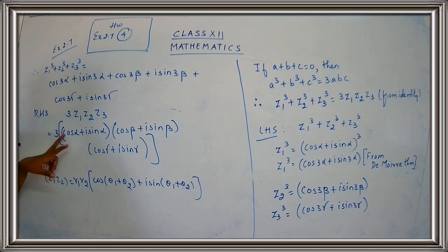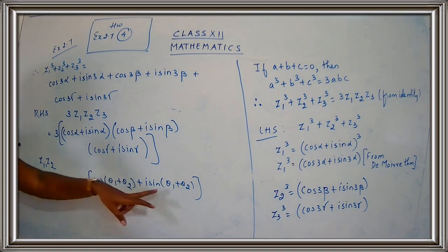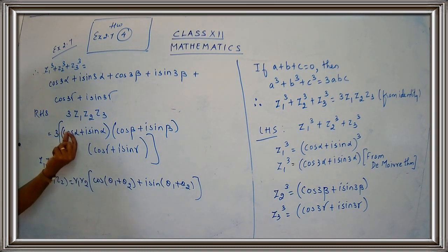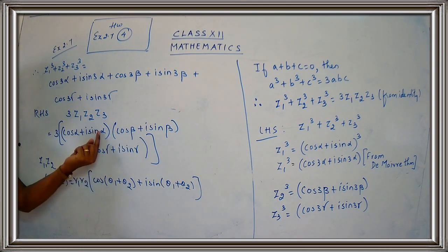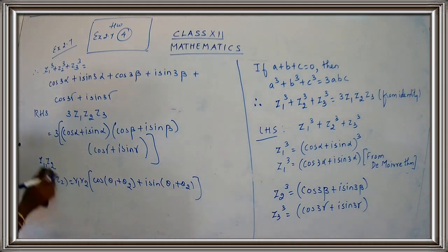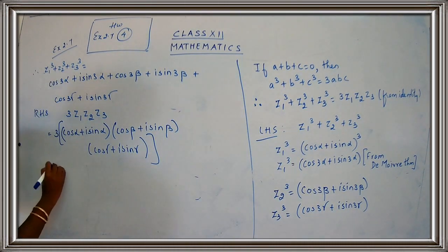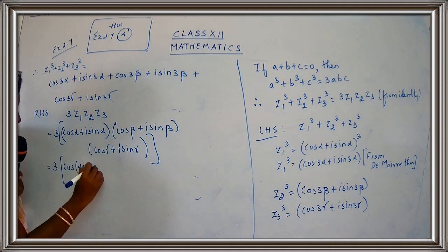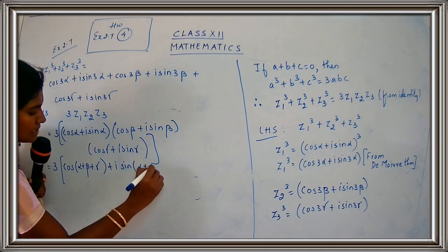So then you have to take all the angles of cos and you have to take all the angles of sine together, like cos of alpha, here you have beta, here you have gamma. Here you get alpha, beta, gamma and so on. Okay, children? So we are going to apply the property of polar form. Let's see what we get over here. So this is equal to 3 as it is, cos of alpha plus beta plus gamma plus i sine alpha plus beta plus gamma.